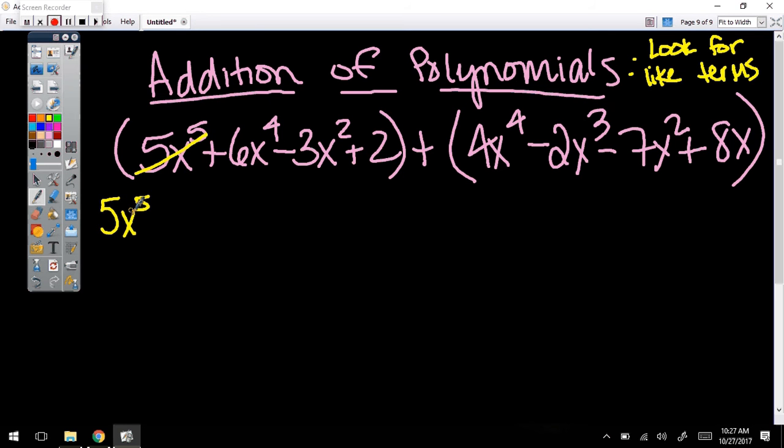Okay, so let's work our way down from there. Do you have any exponents of 4? 6 plus 4, you just keep the exponent, right? Remember, when we add terms, we add the coefficient in front, we leave the variable and the exponent. So this becomes 10x to the 4th.